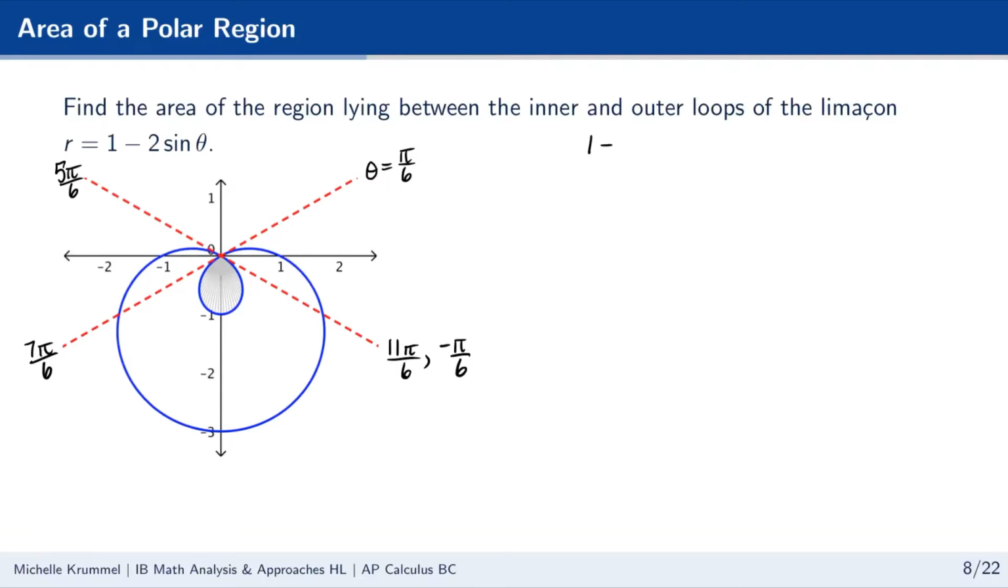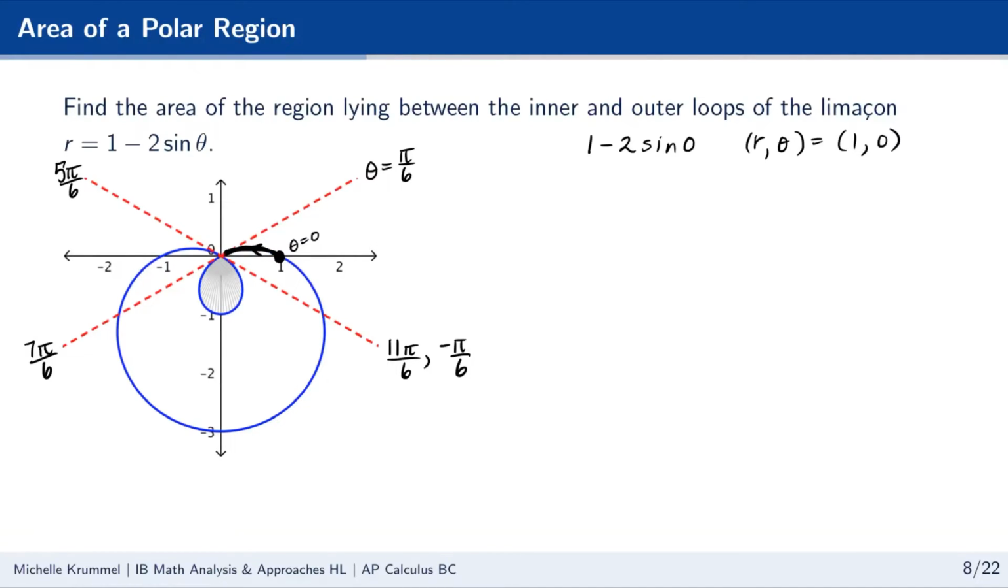r is equal to 1 minus 2 times the sine of 0. And the sine of 0 is 0, so it's just equal to 1. So we have this point, this r theta, at 1, 0. When the angle is 0, the r value is 1. So that is, in fact, this point right here. When theta equals 0, that's where we are on the graph. How does that help? Well, that gives me the sense that if I were to integrate from 0 to pi over 6, I'm going to be getting this portion of the graph right here.